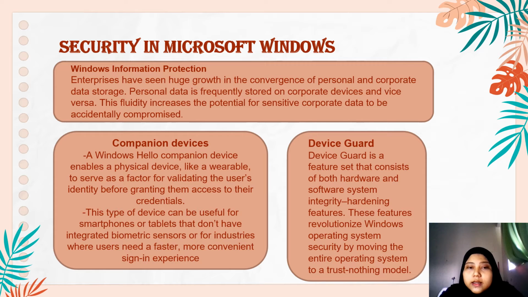After that, the security in Microsoft Windows Phone is Device Guard. Device Guard is a feature set that consists of both hardware and software system integrity hardening features. These features revolutionize Windows operating system security by moving the entire system to native mode.